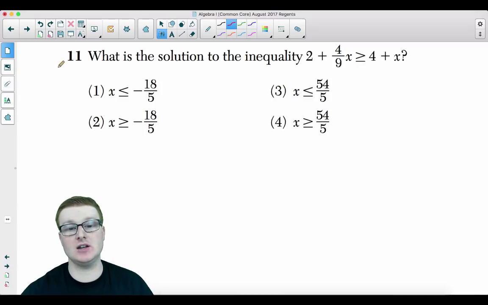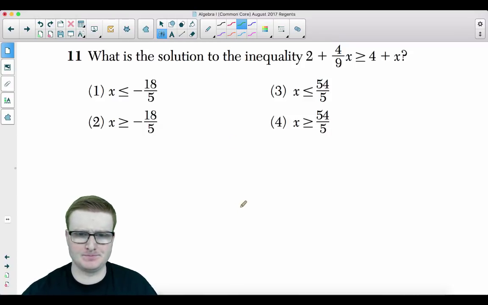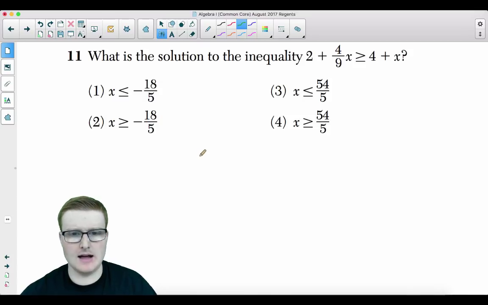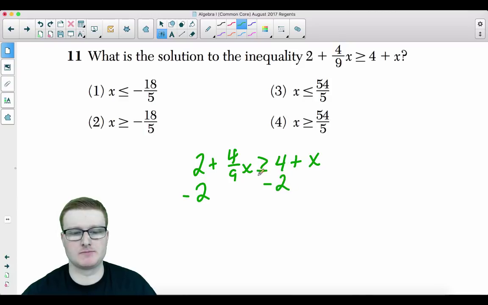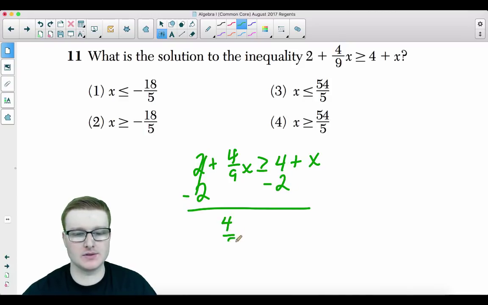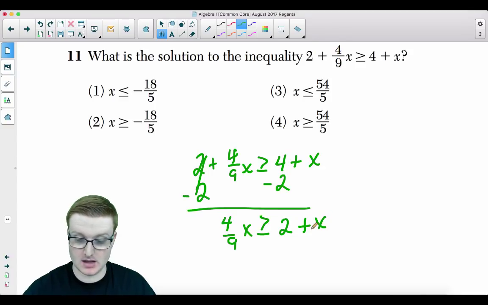What is the solution to the inequality 2 plus 4/9 x is greater than or equal to 4 plus x? We got a bunch of fractions here. Don't be scared about fractions. It's really not that bad. So, let me rewrite this. Here we go. I'm going to subtract the 2 on both sides. We get 4/9 x is greater than or equal to 2 plus x.